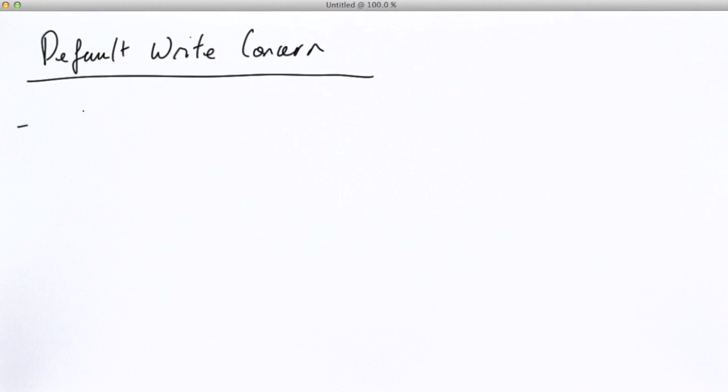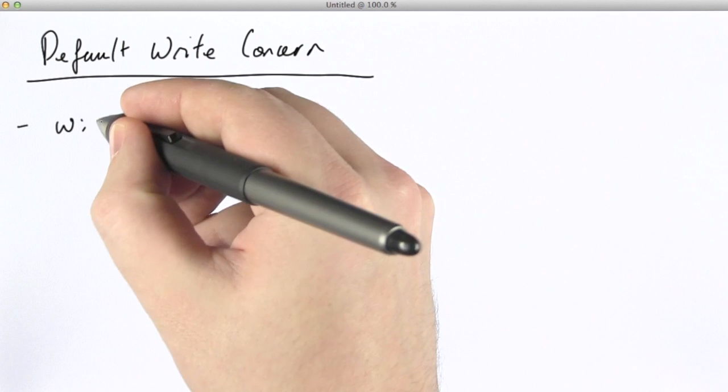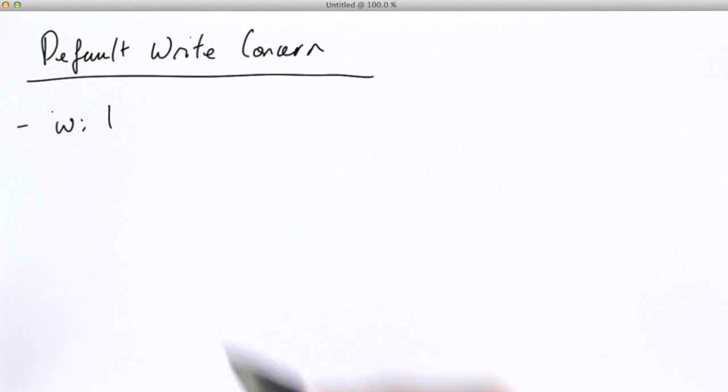Now, first of all, the default write concern is W1. So what does that mean? Well, it means that with that default write concern, you will get an acknowledgement that a write has actually happened, and that write is a write in memory. So let's have a quick look at what that actually looks like, and we'll expand on these diagrams as we go on.